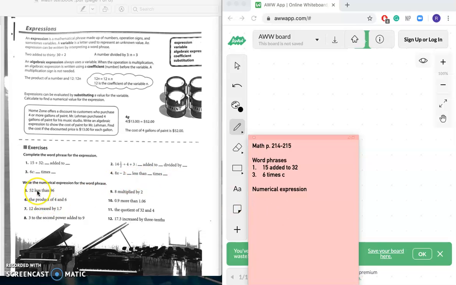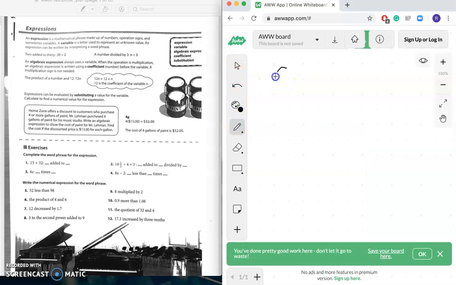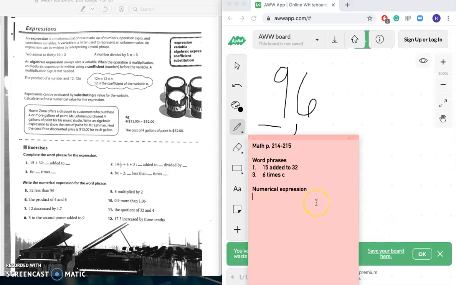All right, let's start. 52 less than 96. That means we had 96, for example, let's say we had 96 marbles, but we're taking away 52. So it's 96 minus 52, not 52 minus 96, because we're taking 52 away from 96.